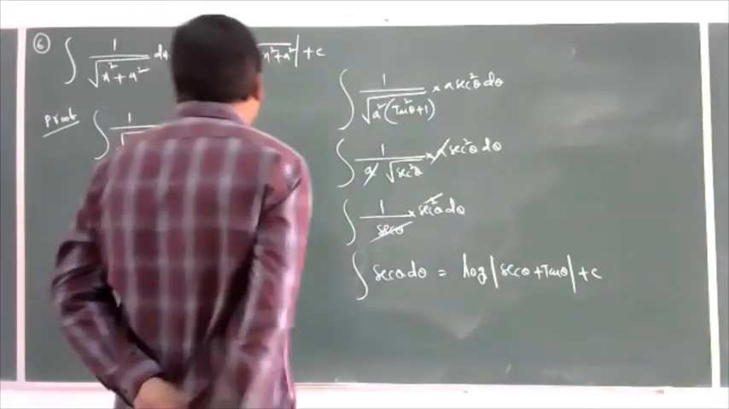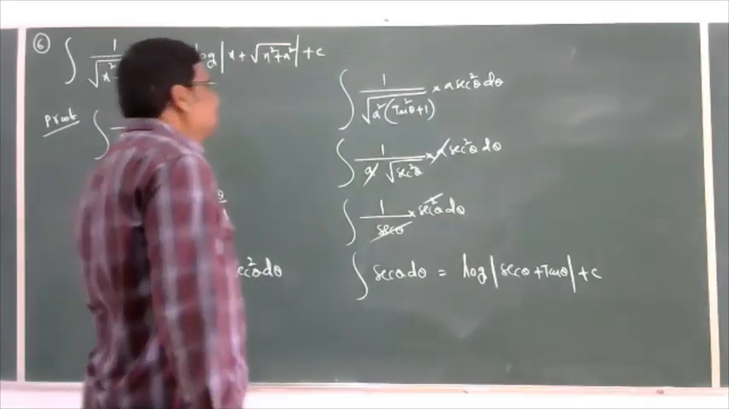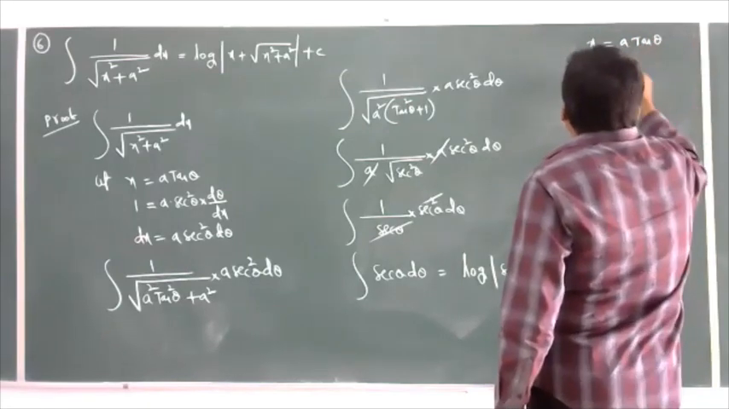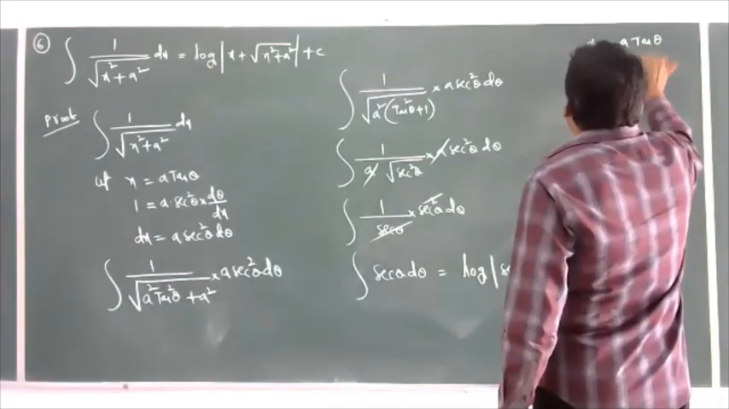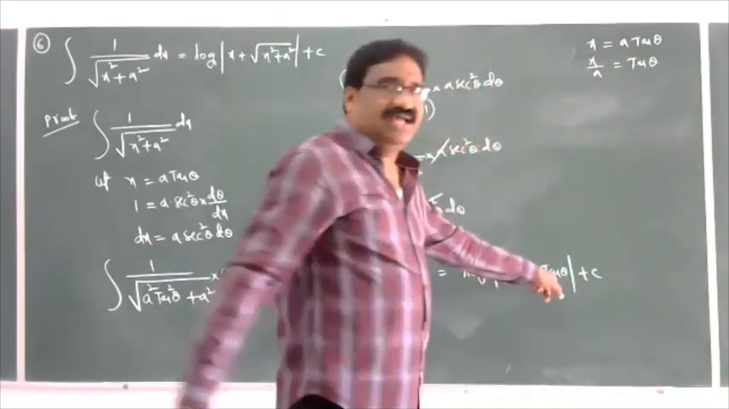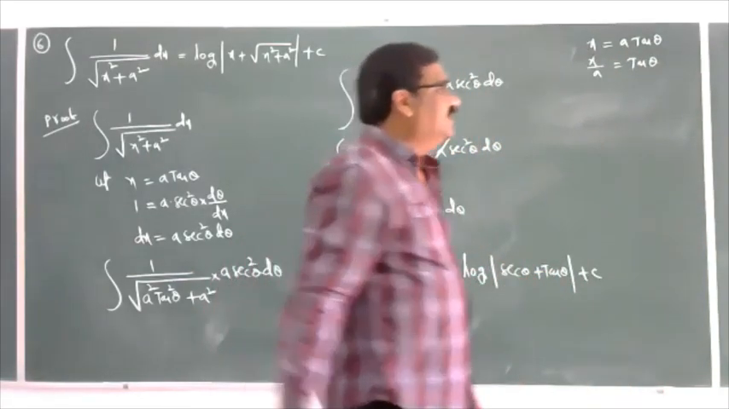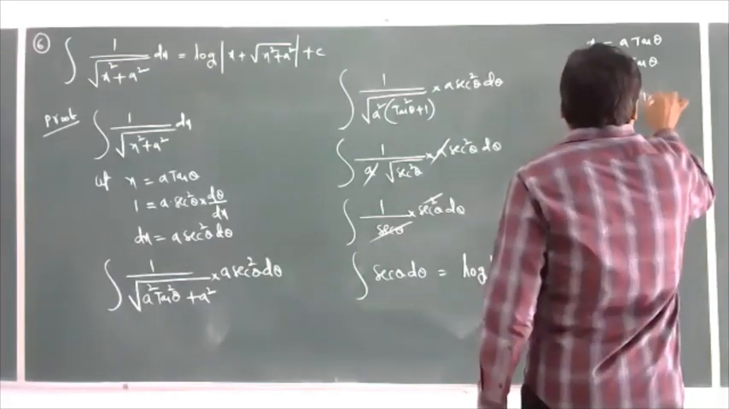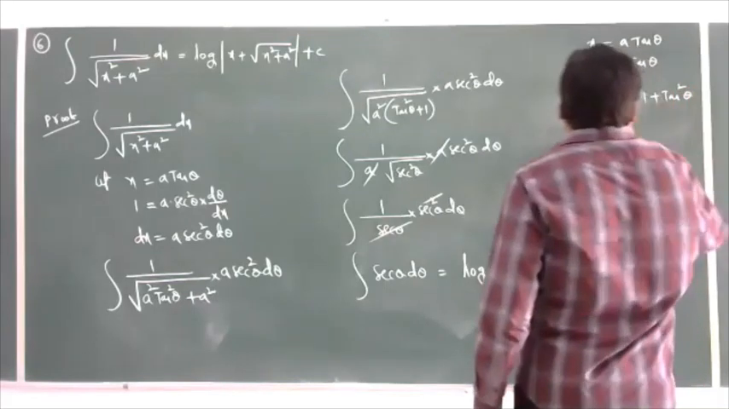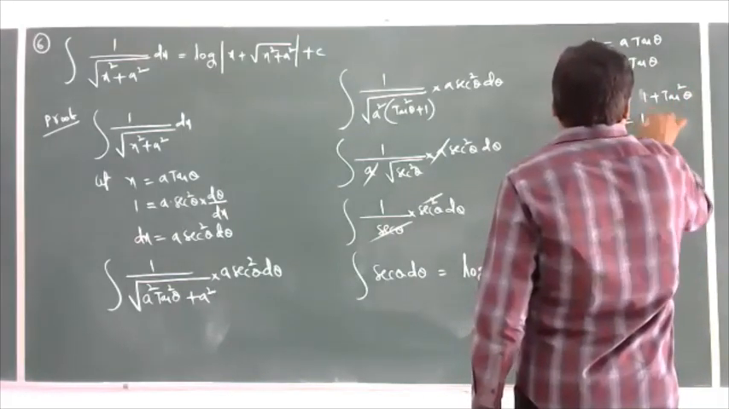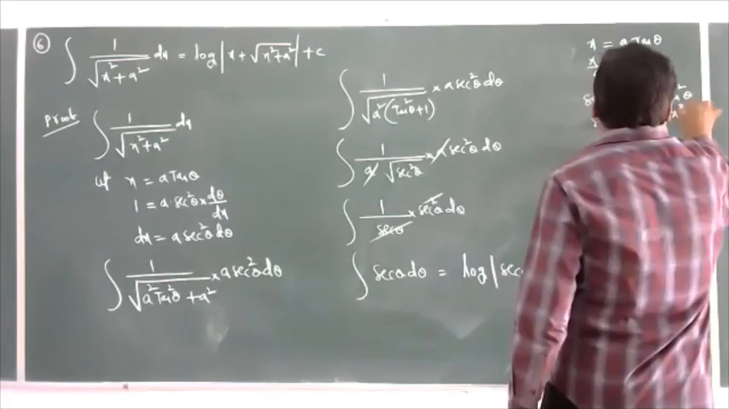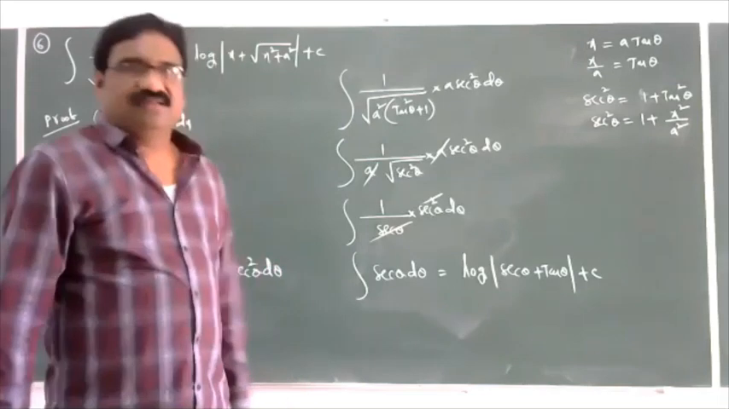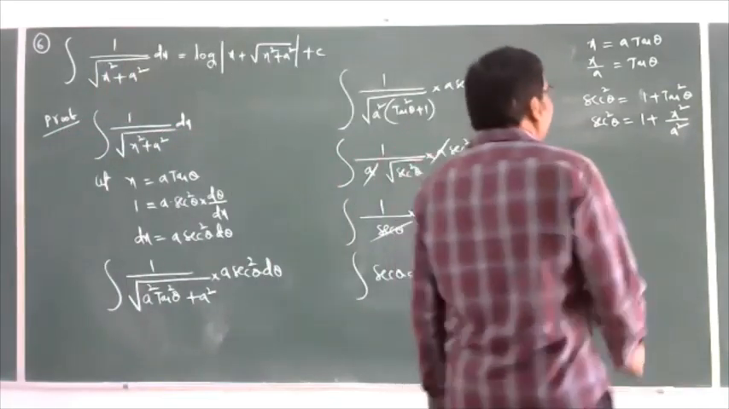Then substitute the value in terms of x. Our substitution is x is equal to a tan theta. Then x by a is equal to tan theta. So tan theta is equal to x by a. We require secant theta. Secant square theta is equal to 1 plus tan square theta. Tan theta is x by a, so tan square theta is x square by a square.